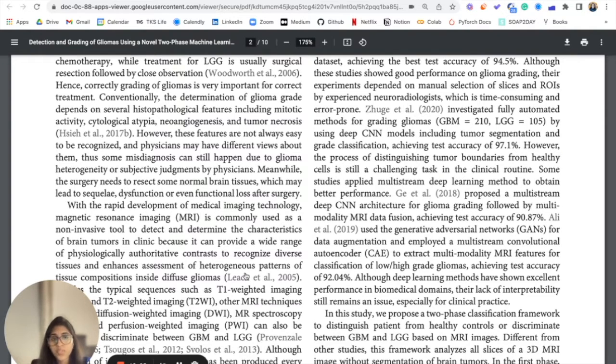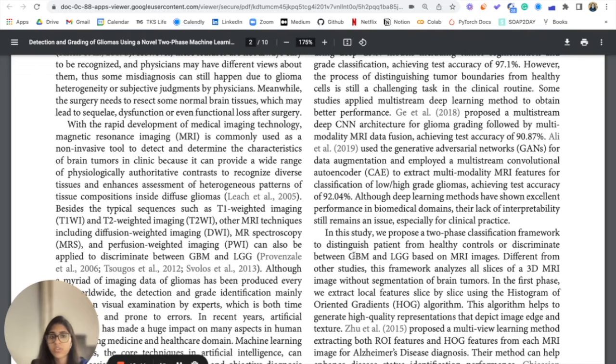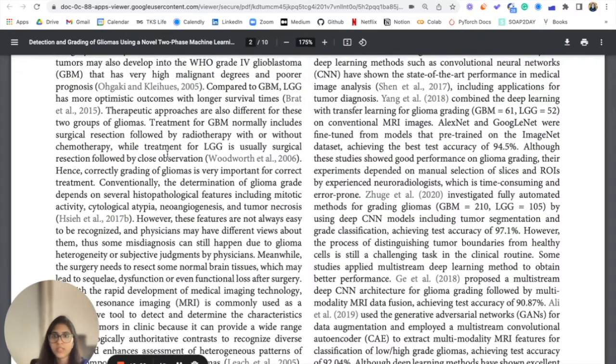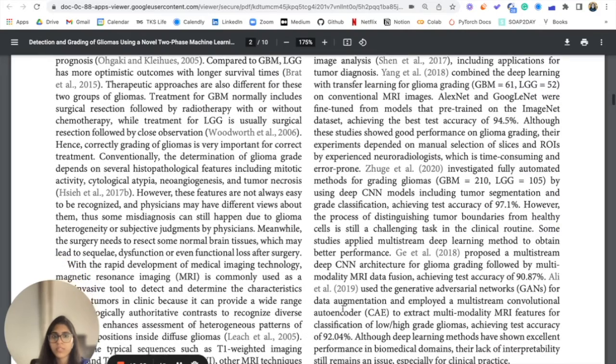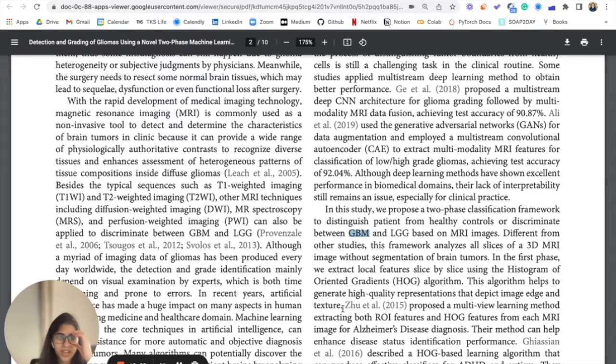Again, they're proposing a two-phase classification framework to distinguish patients from healthy controls or discriminate between the grades. So this again is, I keep forgetting the name, let's see, where is it gone? So lower grade glioma was LGG, glioblastoma. There we go. Hopefully I'll remember that next time. But this is what it's doing.